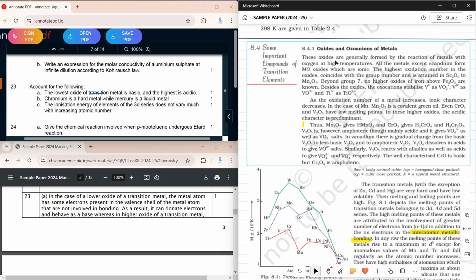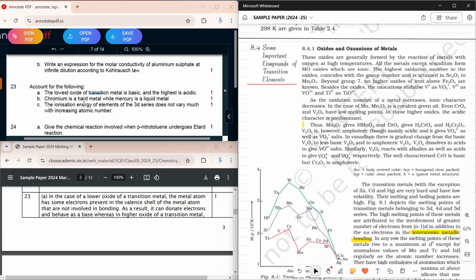And this is under the oxides and oxoanions of metals. The textbook actually gives you the example, but it never tells you why. I think they have assumed that because this is one of the questions that gets asked in the textbook back questions, you should know. And I hope you do.